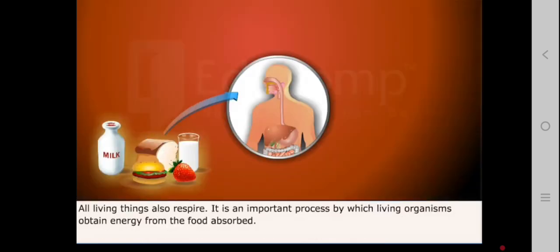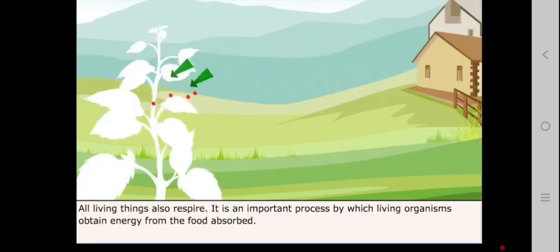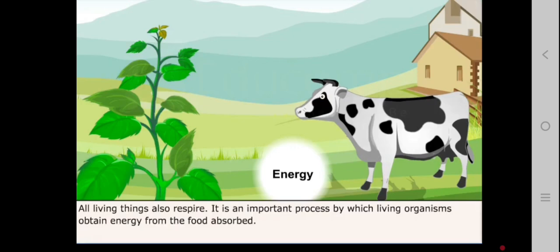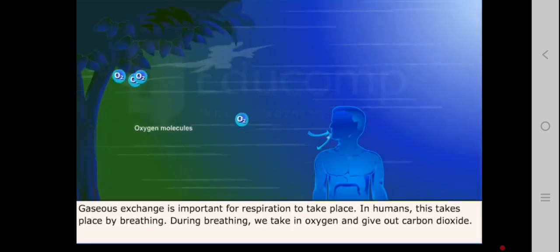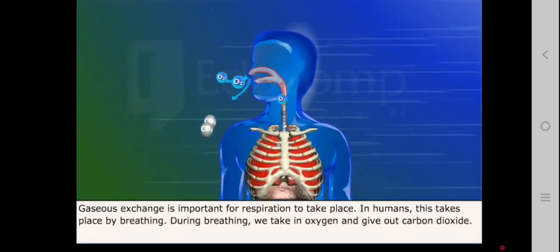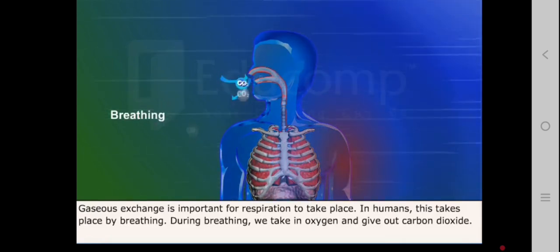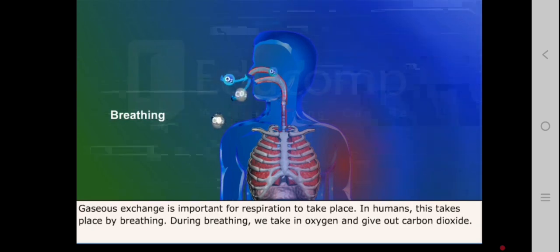All living things also respire. It is an important process by which living organisms obtain energy from the food absorbed. Gaseous exchange is important for respiration to take place. In humans, this takes place by breathing. During breathing, we take in oxygen and give out carbon dioxide.